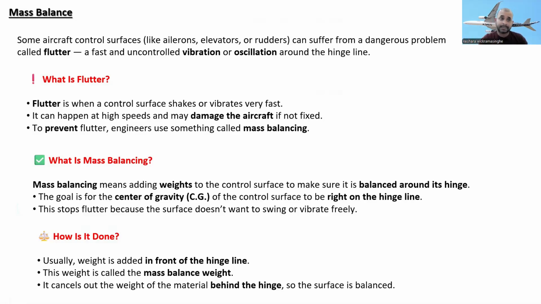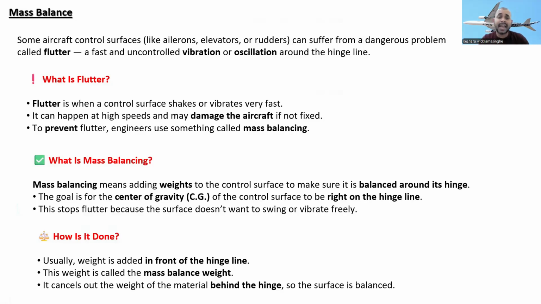So what is flutter? Flutter is when a control surface shakes or vibrates very fast. It can happen at high speed and cause damage to the aircraft if not fixed. Okay, to prevent flutter, engineers use something called mass balancing. Now let's see what mass balancing is.